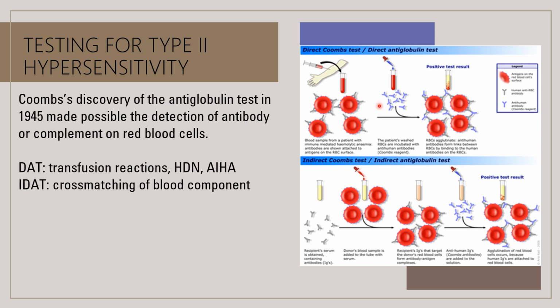So the direct antiglobulin test can help diagnose transfusion reactions, hemolytic disease of the newborn, and also autoimmune hemolytic anemias or other types of hypersensitivity reaction. So the blood component that we use is usually EDTA anti-coagulated blood.